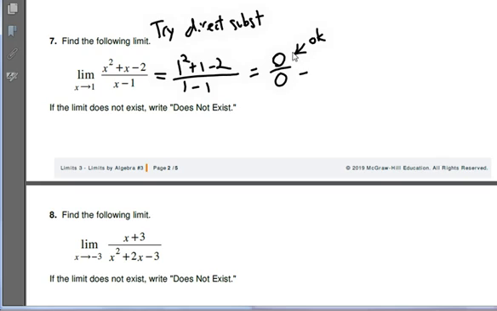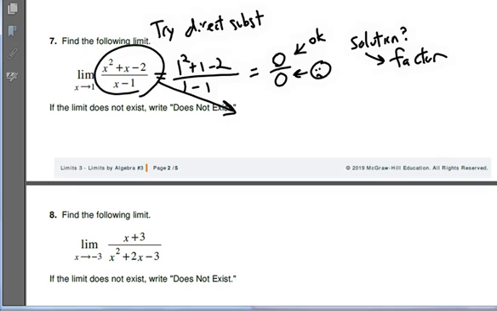Alright, now just to remember, 0 in the numerator is okay. That's not a big deal. 0 divided by pretty much anything is 0. But if you have a 0 in the denominator, we don't like that. That operation is undefined, division by 0. So what are we going to do? Well, let's factor this expression and see if we can simplify it.